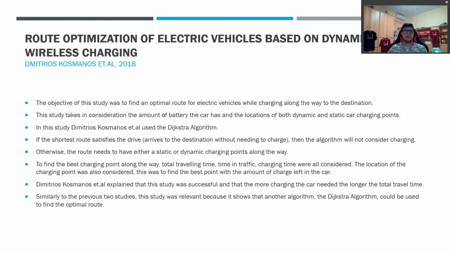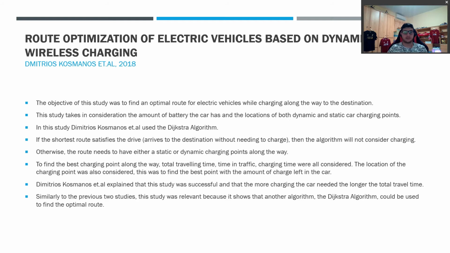In the study, Dimitrios Kosmanos et al. used the Dijkstra algorithm. If the shortest route satisfies the drive, which means that the car can arrive at the destination without needing to charge, then the algorithm does not even consider charging. Otherwise, the route needs to have either a static or dynamic charging point along the way. To find the best charging point, the total travel time, time in traffic, and charging time were all considered. The locations of the charging points were also considered. This was to find the best point with the amount of charge left in the car.